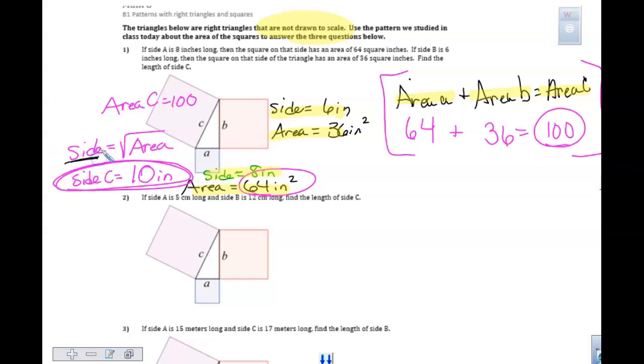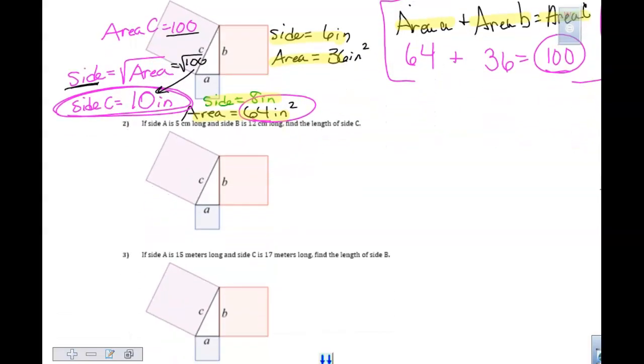To find the side length, if the area is 100, I'm going to take the square root of 100, which is 10, because 10 times 10 gives us 100, okay? As we look at 2 or 3, does anyone want me to do either 2 or 3 that you weren't too sure about? Should we do 3? Let's do 3 together.